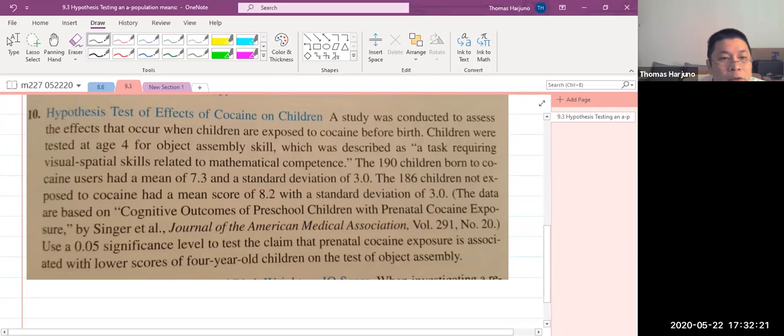So I have the first group, group 1, cocaine users. Born to cocaine users, I assume the mothers of the children here refers to the moms who were pregnant with these kids, has the mean. Oh, okay, so Thomas, why do you single out mom? Because they are the ones getting pregnant.